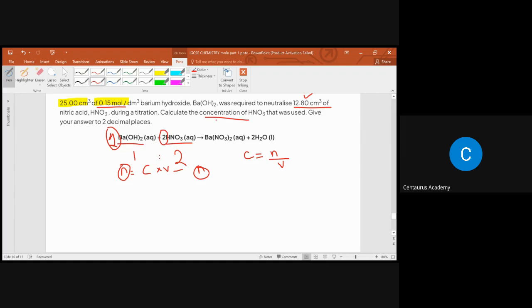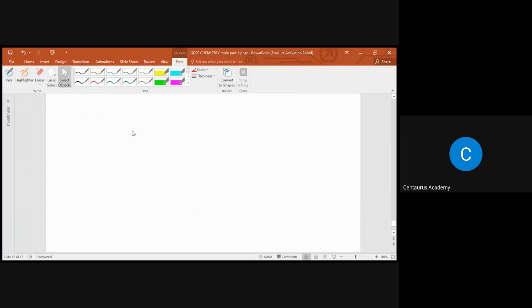Okay, Miss. And how are you going to find the number of moles of this? By using this molar ratio. If 1 mole produces 2 moles of this, how many moles of nitric acid will the amount of moles of barium hydroxide produce? Then find the final answer. Okay. Wait, no, Miss, I still don't get what you do after you find.